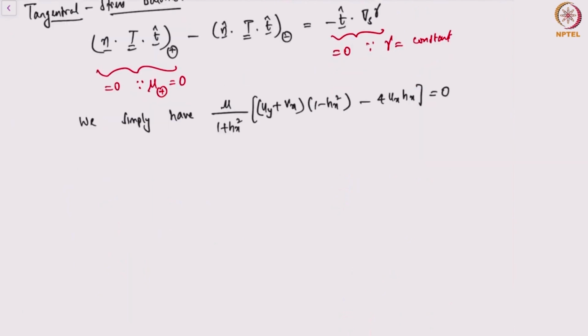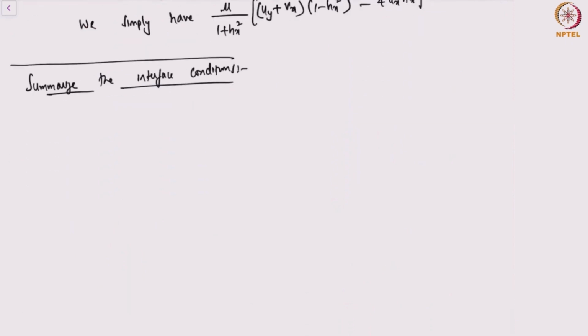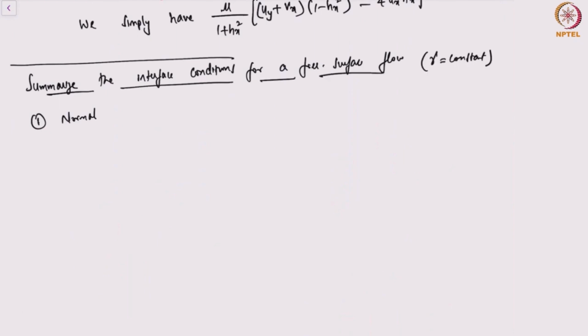Okay, so let's summarize the equations, summarize the interface conditions. We have three interface conditions. These are interface conditions for a free surface flow, again ignoring Marangoni effects, so gamma is constant. What are the interface conditions? One is the normal stress balance.